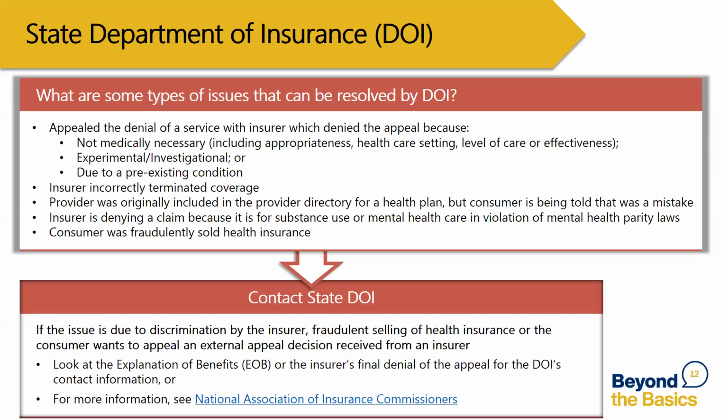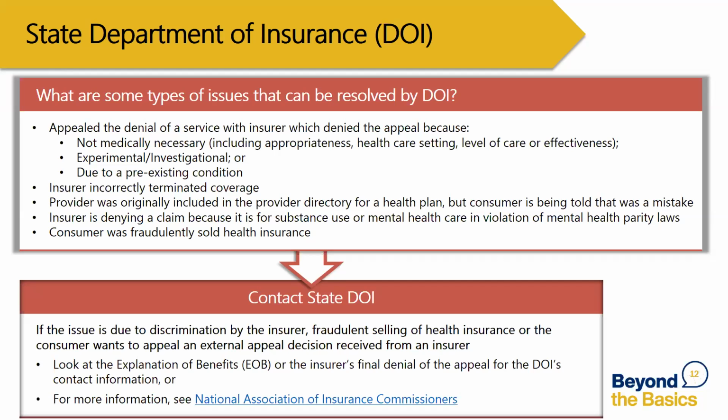Another option for consumers is to go through their State Department of Insurance. This can be the second step sometimes after an insurer has denied a claim. It could also be for fraudulent sale of health insurance and for other findings that are listed in this top box. Again, most of the time, the Department of Insurance is going to expect the consumer to have first reached out and attempted to resolve this directly with the insurer. But if that doesn't happen, then the State Department of Insurance may be able to step in.